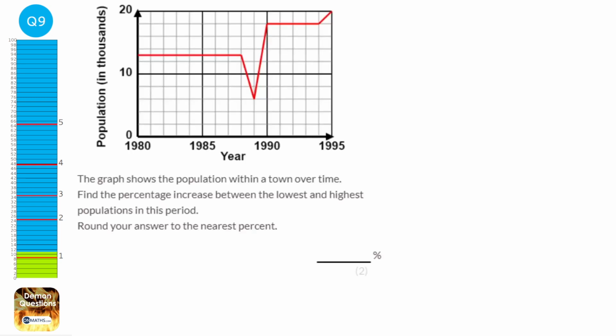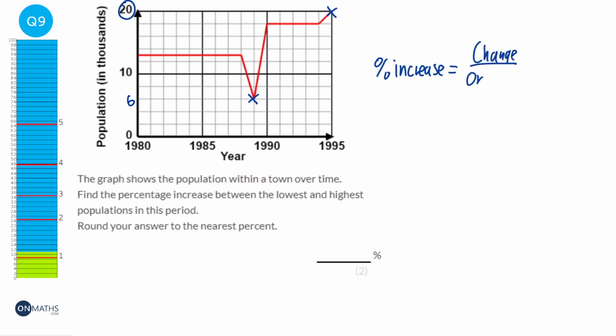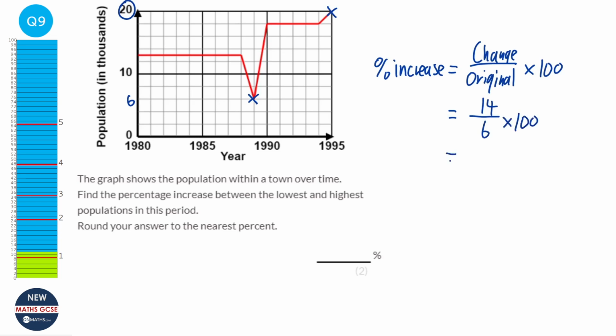The lowest point on this graph is here, and that's at point 6, and the highest point is here at point 20. And we're looking for percentage change or percentage increase, and the formula is change over original times 100. So the change between the 6 and the 20 is 14. The original, the starting point, was the 6, and times by 100.